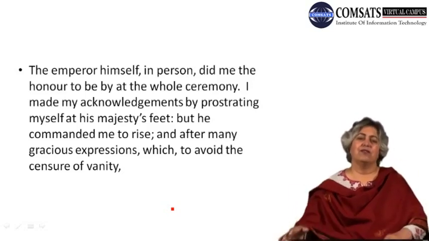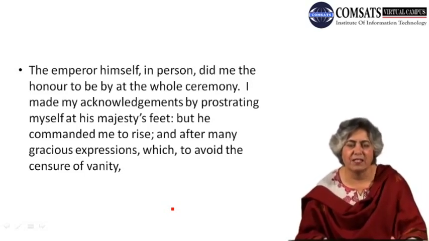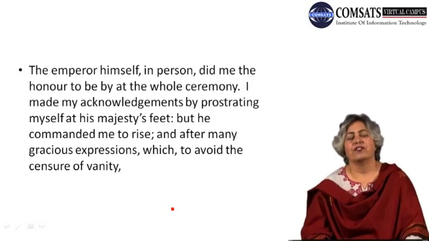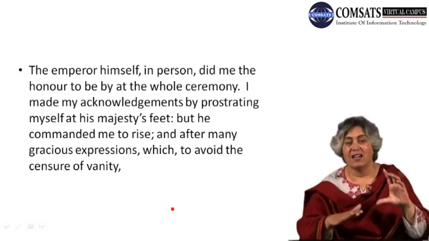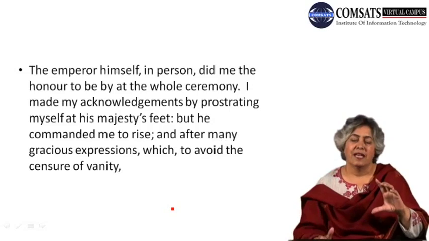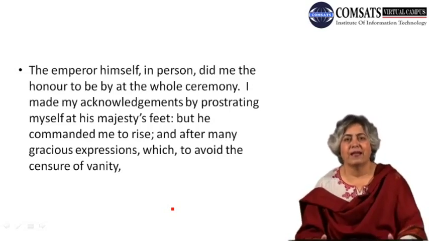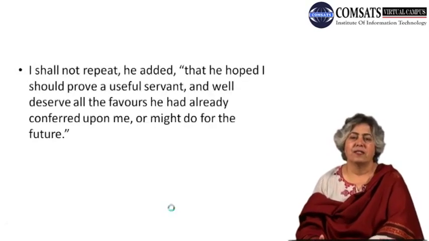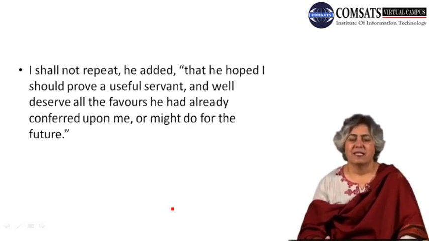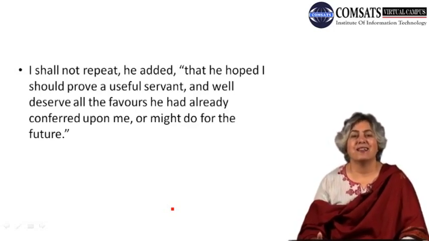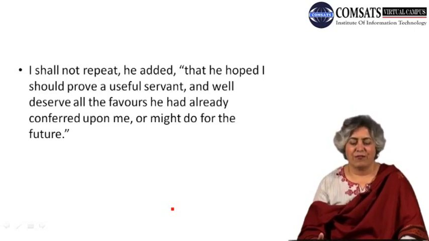Can you imagine Gulliver lying flat on his face just to do honor to the Emperor? The Emperor is about 6 inches high. Gulliver, even lying down, is still higher than the Emperor, but he wants to show how humble and how grateful he is, and that is why he prostrates himself before the Emperor. He says that the Emperor added as a kind of last remark that he hoped I shall prove a useful servant and well deserve all the favors he had already conferred upon me or might do for the future.